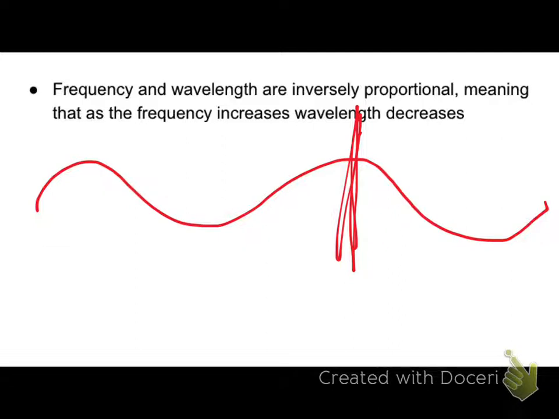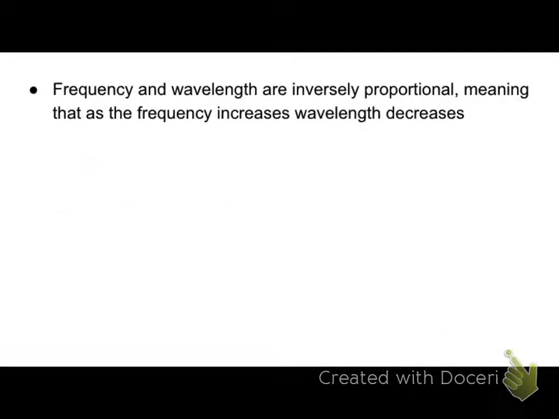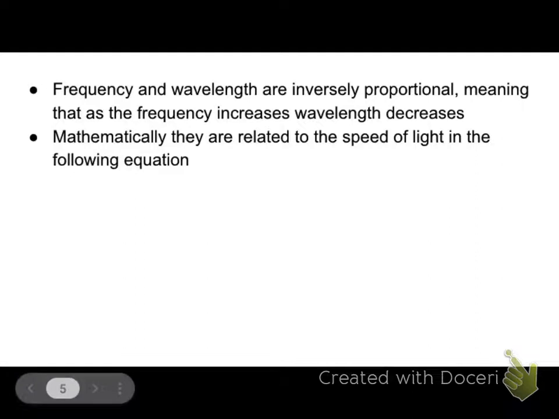So that gets us to the relationship between wavelength and frequency, which is that they are inversely proportional. That means as you increase the frequency, so if you increase the number of waves going past a point in 1 second, you have to decrease the wavelength. You have to make it smaller. Okay? Mathematically, we can relate these two to the speed of light in the following equation. The speed of light, which we described on the previous slide, is equal to the wavelength times the frequency. And for light, that's a constant speed.